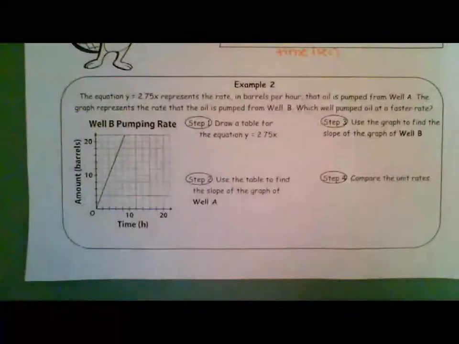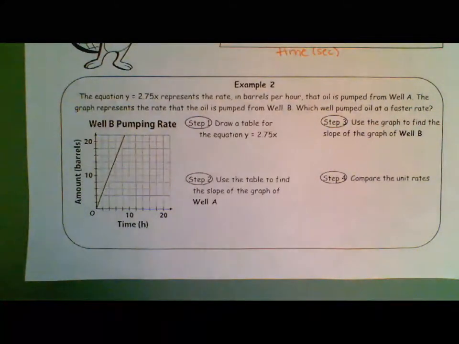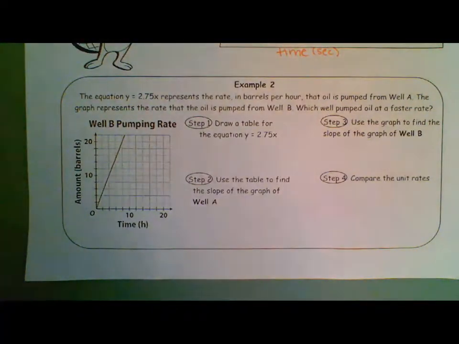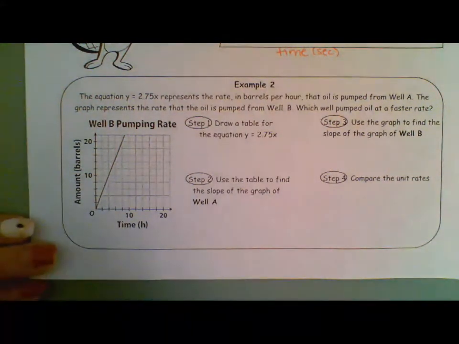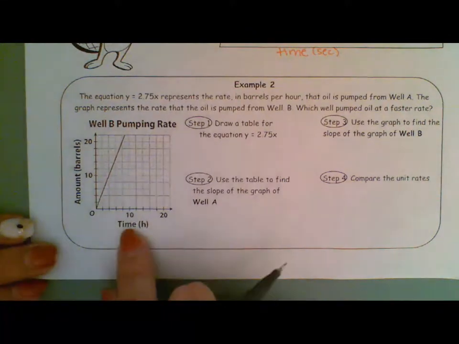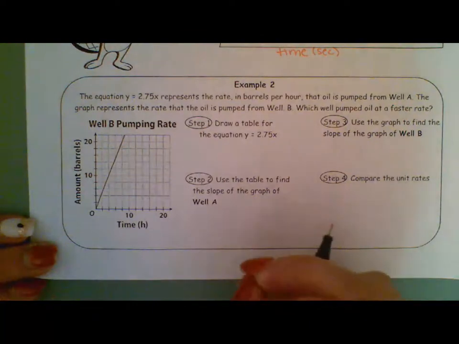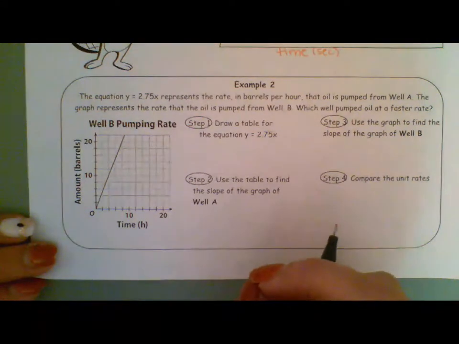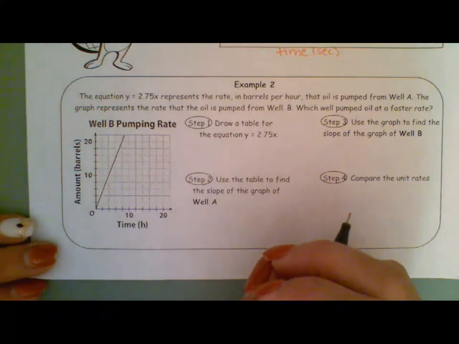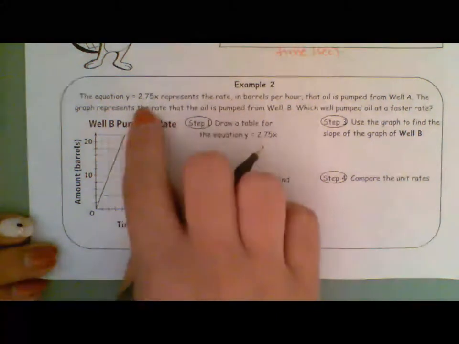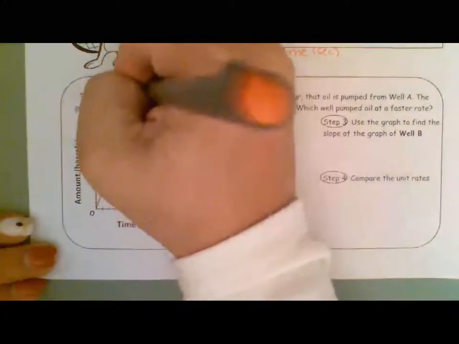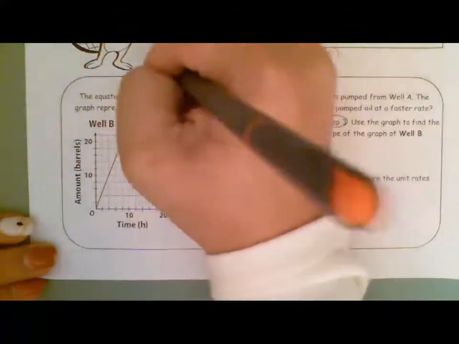Let's go down here to example number 2. It says the equation y equals 2.75x represents the rate in barrels per hour. That's why down here we have hours and barrels. That oil is pumped from well A. The graph represents the rate at which the oil is pumped from well B. Which well pumped oil faster? The first thing is, for this equation, because this is well A, this 2.75 is going to be our slope.